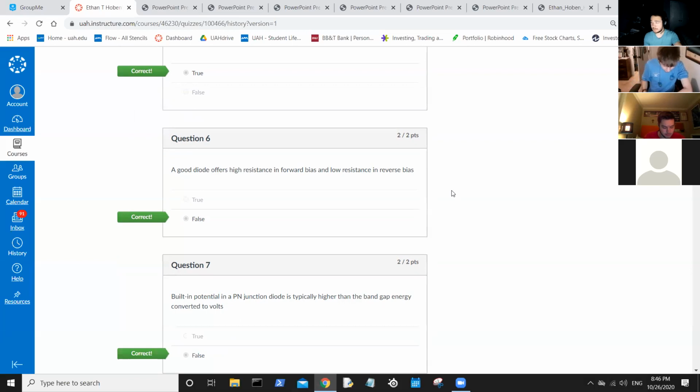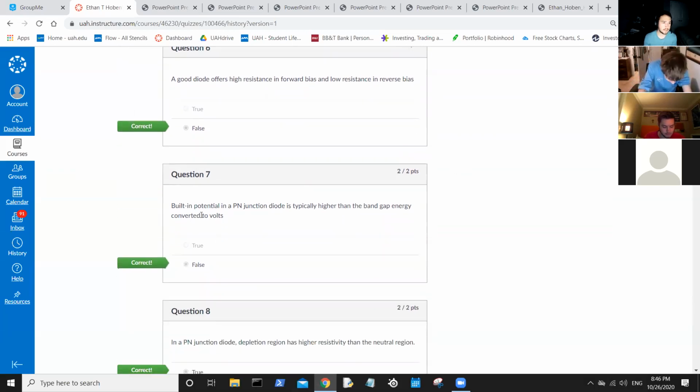When we're talking just about a basic diode, it can change in certain circumstances. Built-in potential in a PN junction diode is typically higher than the band gap energy. No, this is false. So we know that the band gap energy, traditionally in silicon, is pretty big, isn't it? I don't know the exact number, but I know that it's a little bit over 1 volt, to go from the valence band to the conduction band. The total gap between those two bands is a little over 1 volt. It's like 1 point something volts.